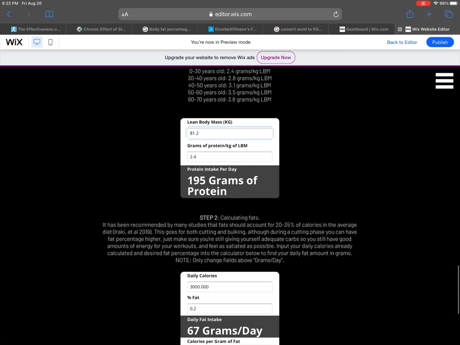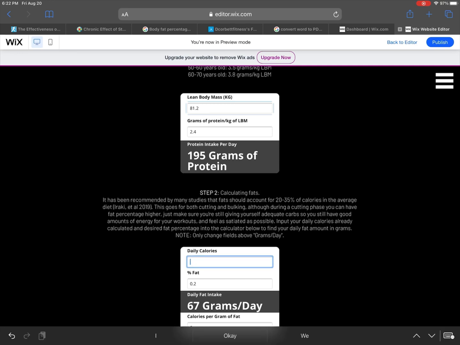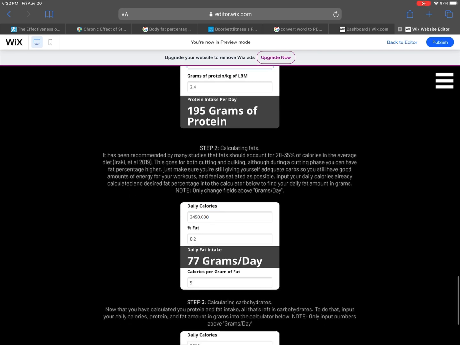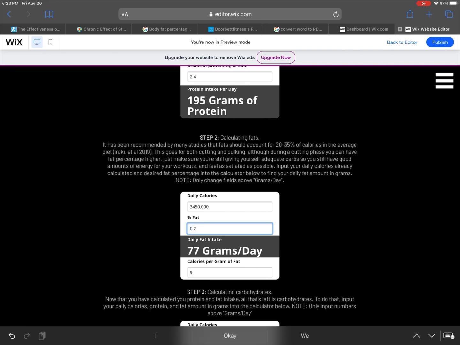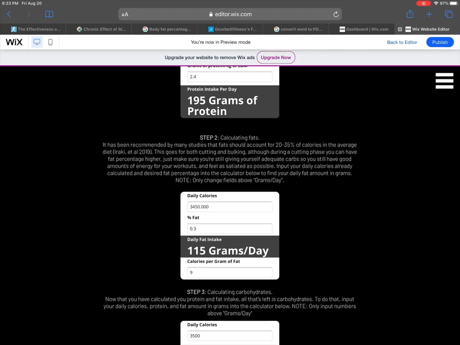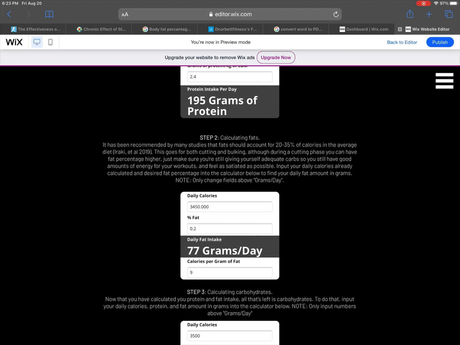Okay, now for fats, it's recommended to have between 20 and 35% of your calories come from fats. I like to be on the smaller side of that. So I say my daily calories is 3,450. Multiply that by 0.2, which is 20%, and that gives me 77 grams per day. You don't need to change anything below where it says 77 grams per day. If you wanted to go 0.3, you could do that, and that would give you more fats per day. But I like to have more carbs, so I adjust that to 20%.